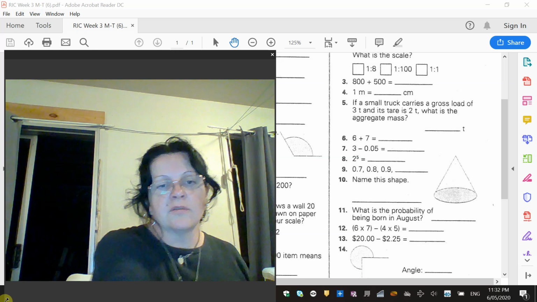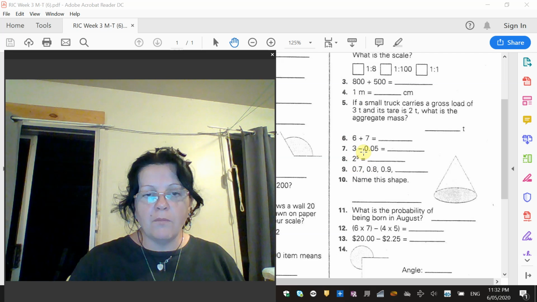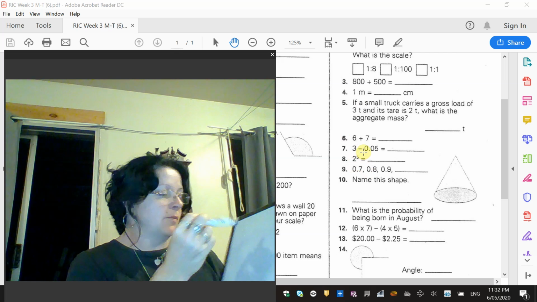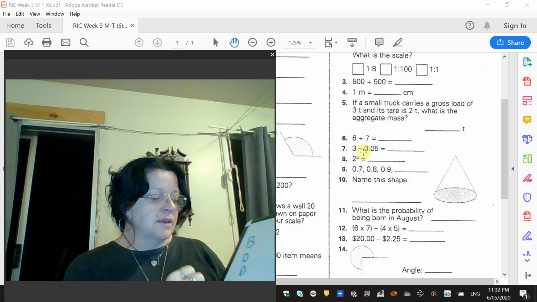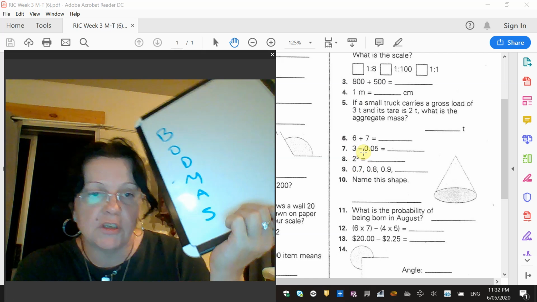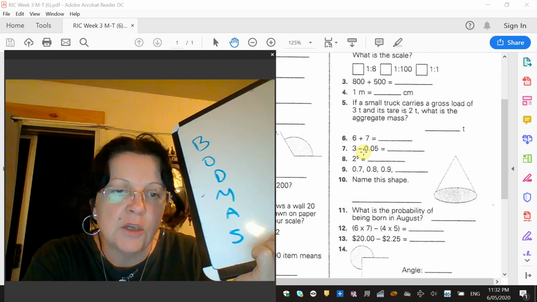Okay, 2 to the power of 5. Okay, so in BODMAS, and we didn't get to this, but I'm going to explain it now. In BODMAS, this is the order of operation we need to do for a big long equation that stretches across your page. If we just go from left to right, we're going to get an incorrect answer. We need to break it up and follow the rules of maths.